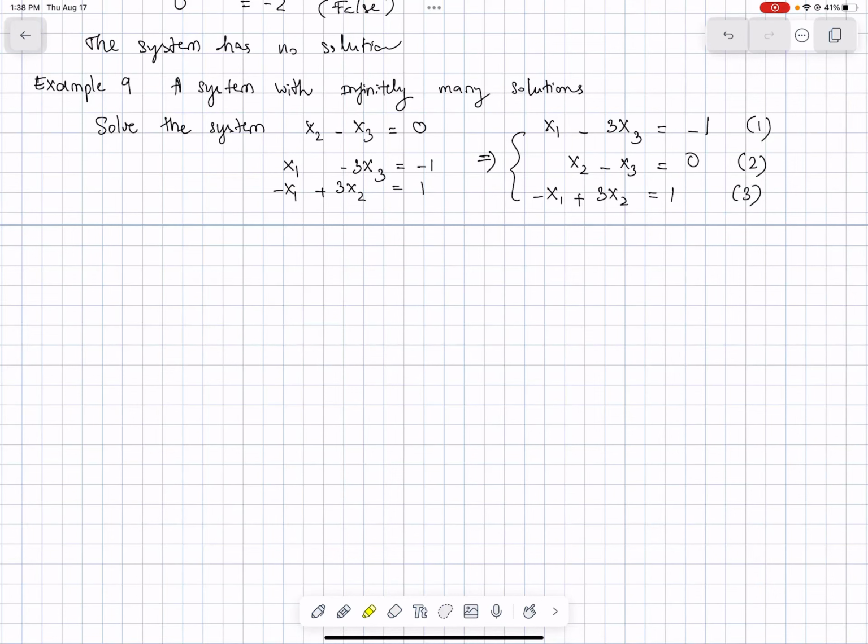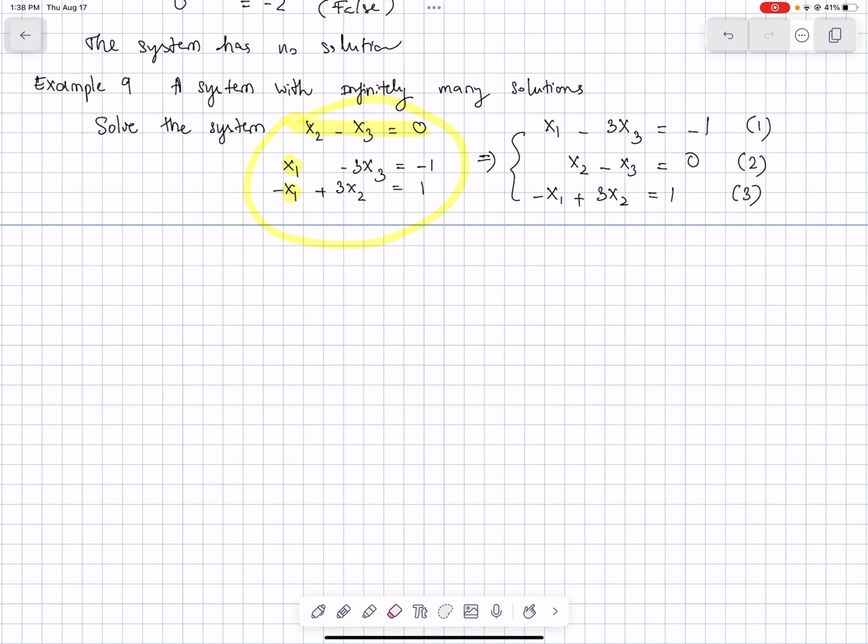Example number 9, a system with infinitely many solutions. We want to solve the system and we will get infinitely many solutions in the answer. So first of all, you look at the system and you remember that we only eliminate x1 for the second and the third. If you look, you have x1 for the second and the third, but the first one we like to keep x1, and this first one does not have the x1.